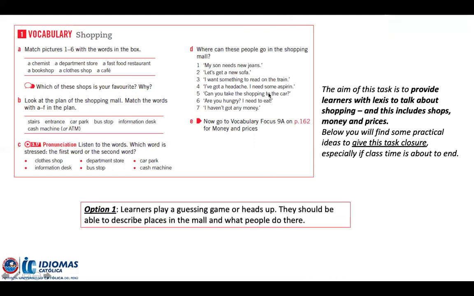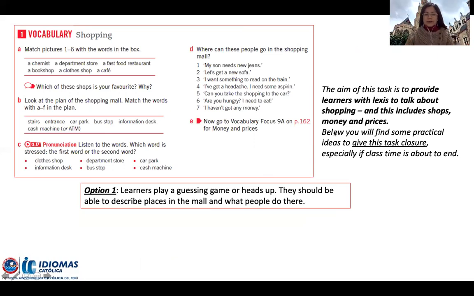Okay, let me see. Here. Option 1. Learners play a guessing game or heads up. Remember, heads up? They should be able to describe places in the mall and what people do there. So I say, okay, we have talked about places for shopping. Okay, breakout rooms. One of you choose a place in your head, and describe the place, use adjectives, use activities people do there, and your partner has to guess. Perfect. Or the student shows, maybe with a card with the name written, this to the camera, and the student has to describe it.